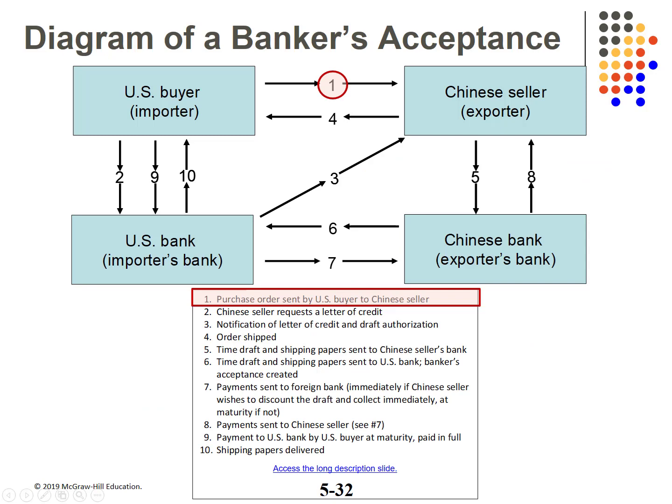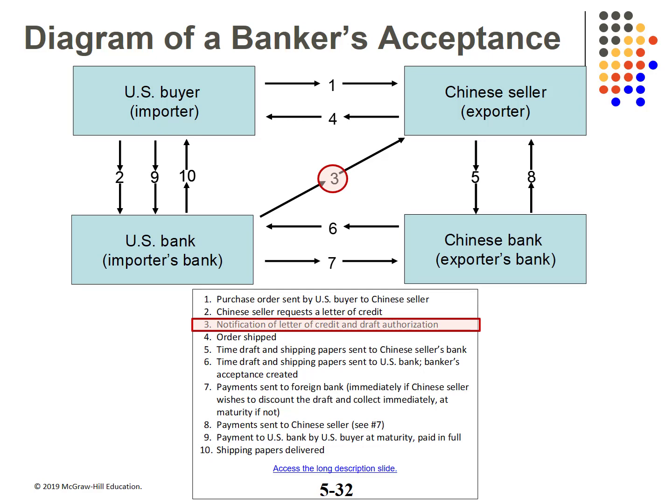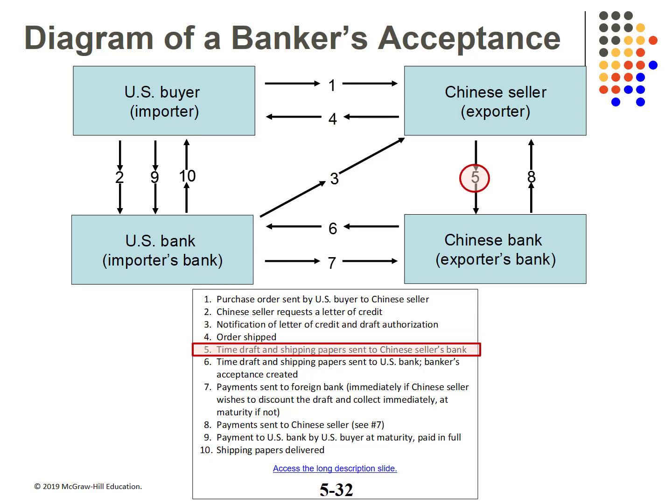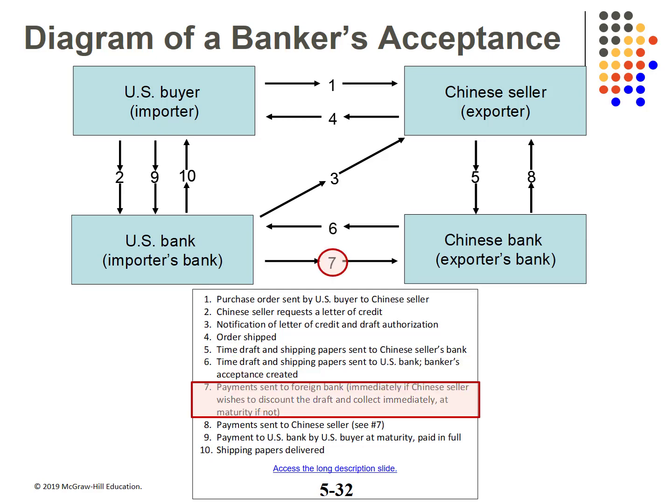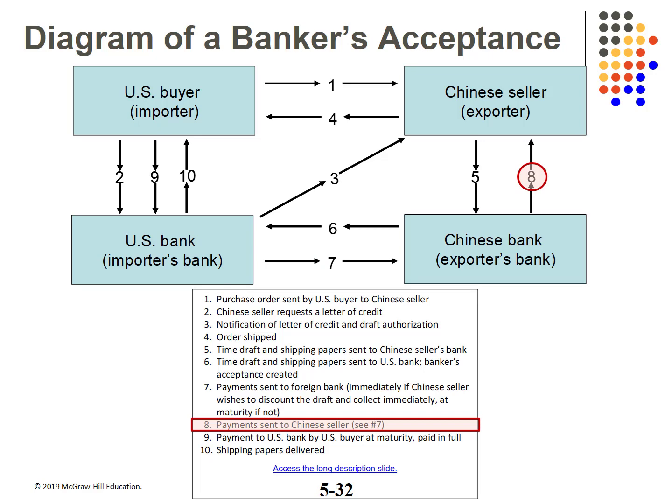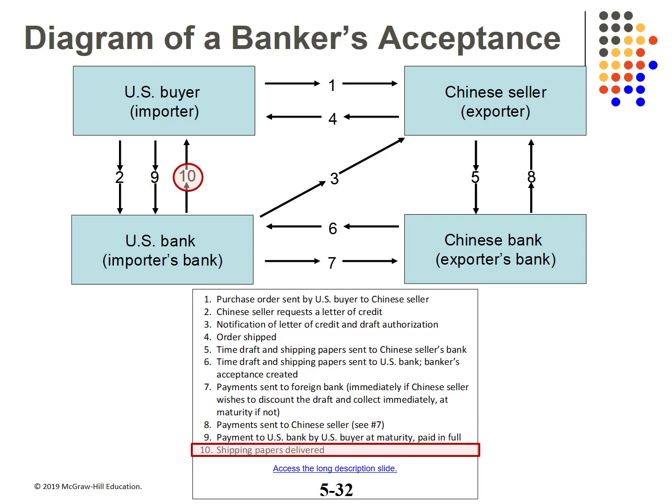Purchase order is sent by U.S. buyer to the Chinese seller. Chinese seller requests a letter of credit, notification of the letter of credit, and draft authorization. The order is shipped. Time draft and shipping paper is sent to the Chinese seller's bank. Time draft and shipping paper is sent to the U.S. bank. Banker's acceptance created. Payment sent to foreign bank immediately if Chinese seller wishes to discount the draft and collect immediately, at maturity if not. Payment sent to the Chinese seller. Payment to U.S. bank by U.S. buyer at maturity, paid in full. Shipping papers delivered.